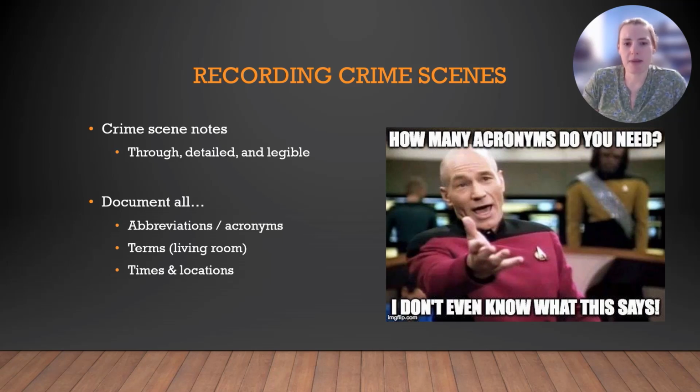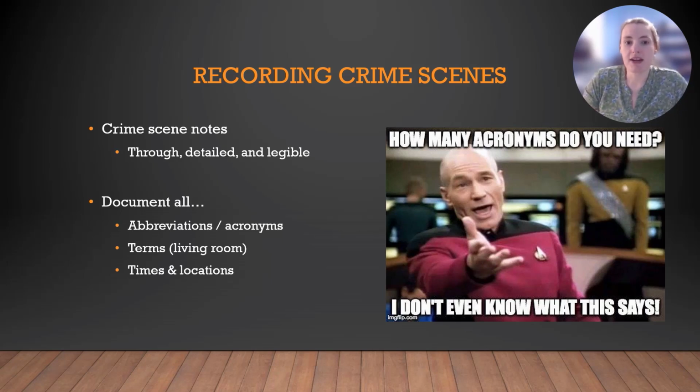Another thing to keep in mind is that if you use abbreviations or acronyms that are not common or standardized, then you want to clarify what those actually mean for your readers, and clarify your terms. For example, we often use the word living room in our house when we have a couch, but a lot of times people have multiple rooms containing couches, or maybe they have multiple living rooms. So in your notes, you need to be specific. When you say living room 1, is that the living space that's attached to the kitchen, or is that the living room that's in the front of the house?